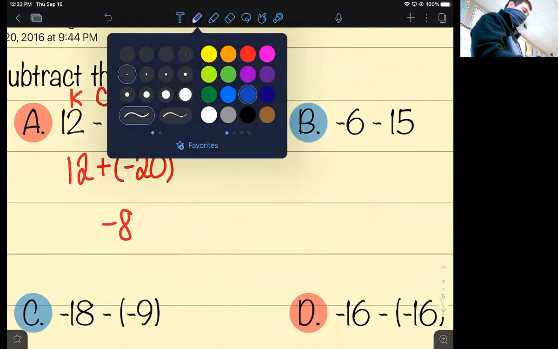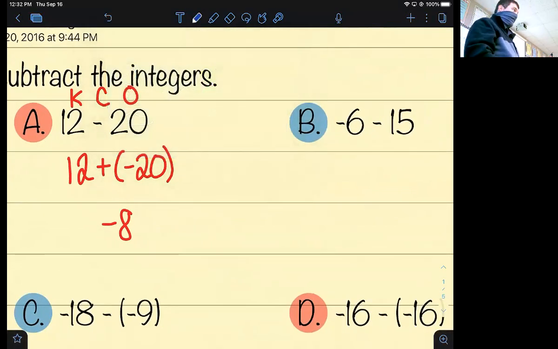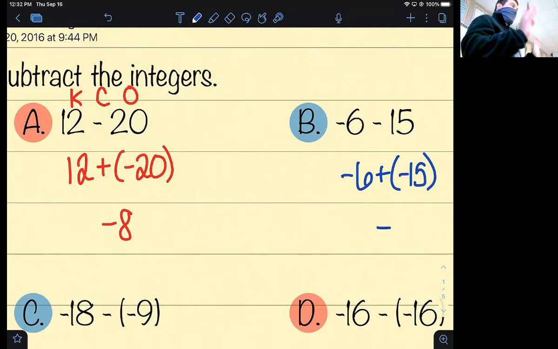Example B. Negative 6 minus 15. Andrea, what does negative 6 minus 15 rewrite to? That is correct. Keep, change, opposite. Excellent. Andrea, is this a join forces or go to war problem? That's right. When we join forces, they keep the same team, and that's going to make negative 21. It's not two negatives make a positive because I'm not multiplying them. I am adding them. All right, so remember those rules.